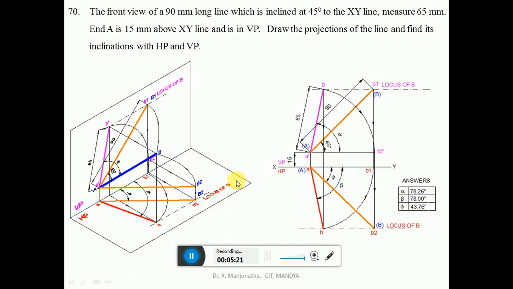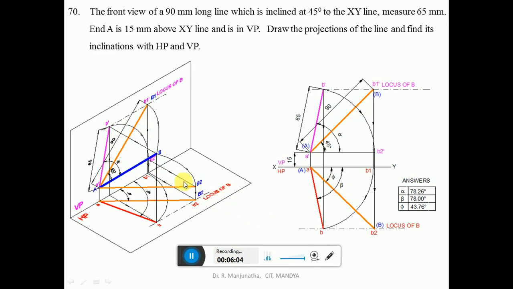Now we need to find out the true length in the horizontal plane. So with A as center, take the radius of AB and draw an arc, rotating B such that A is above HP by 15 mm and that B2 is also above HP by 15 mm. So the line is parallel to HP. When you look from the front view, whatever we have been rotating in space will be taken on the vertical plane such that with A dash as center and A dash B dash as the radius, we draw an arc such that A dash B2 dash is parallel to HP. Once you get it parallel to HP, we are getting the true length in HP.